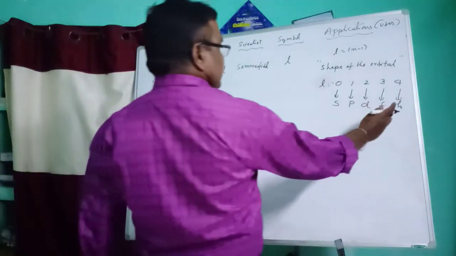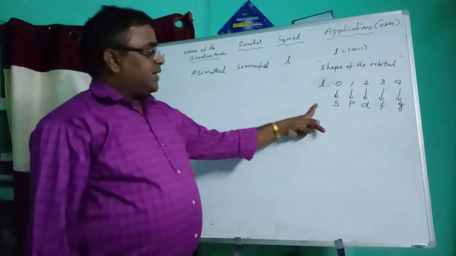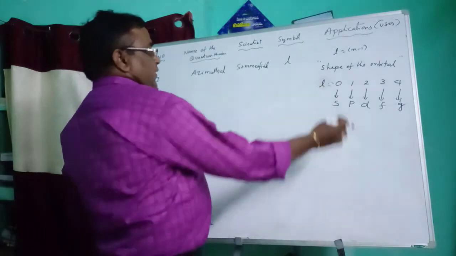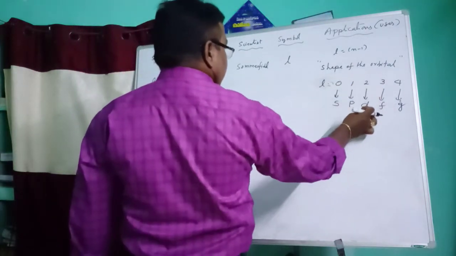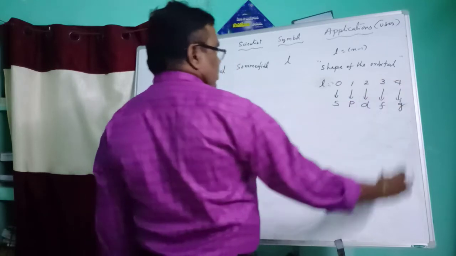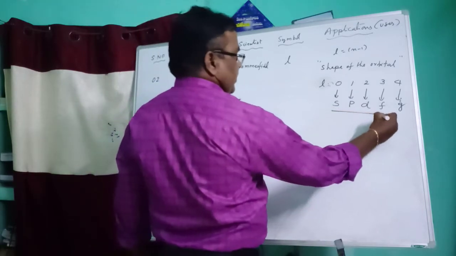The next one is g orbital. Generally we use s, p, d, f orbitals. If L value is 0, s orbital. If L value is 1, p orbital. L value 2, d. L value 3, f. L value 4, g orbitals. Generally we use s to f orbitals.